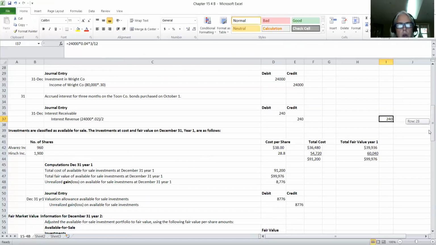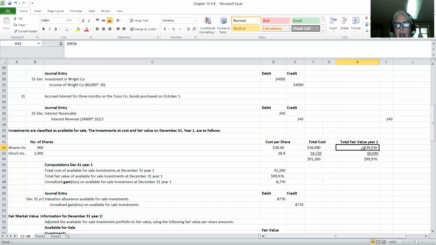And so what we know from last year's balance sheet date at December 31st, year one, is that we owned Alvarez stocks. We own 960 shares of those stocks. They originally cost us $38. If you multiply 960 times 38, it will give you the total cost that they gave to you in this problem of $36,480. And at the end of year one, we would need to calculate the fair value of those investments.